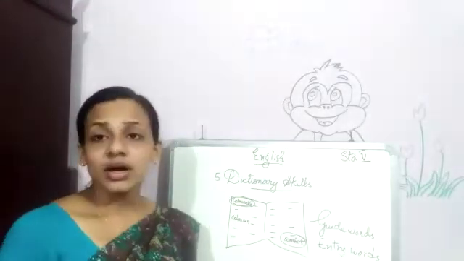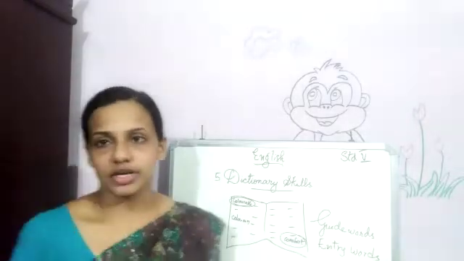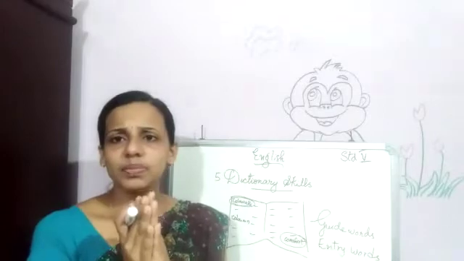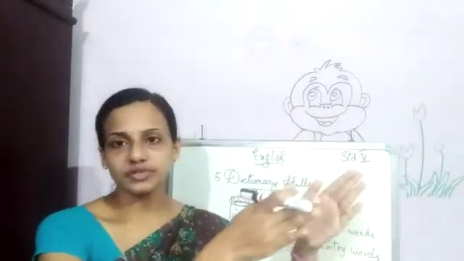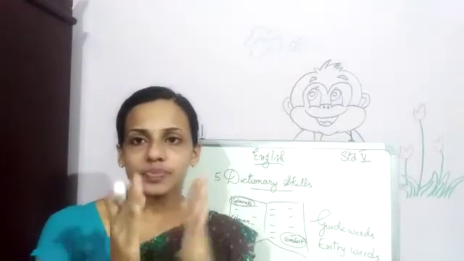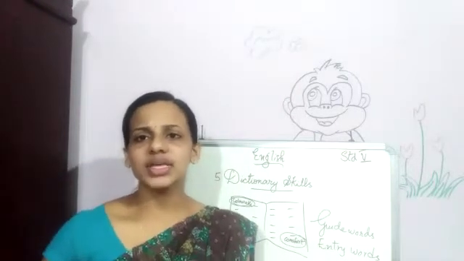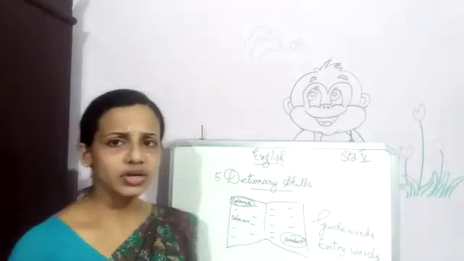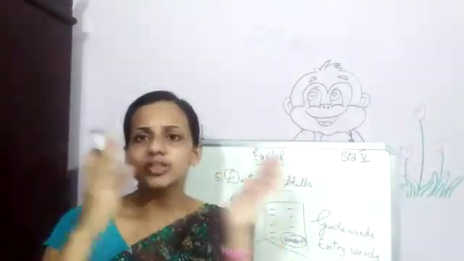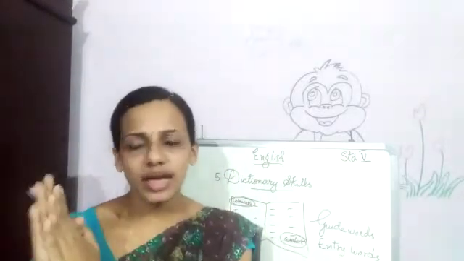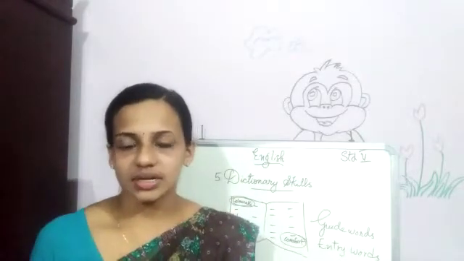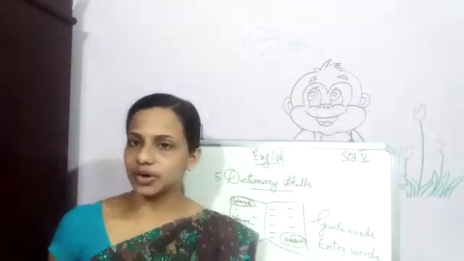So we know that all the words are given in alphabetical order. If we want a word starting with A to M, it will be somewhere in the first half of the dictionary, and the words starting with N to Z will be given in the second half of the dictionary, because when we write ABCD, the first half is A up to letter M, and the second half is from letter N to Z. So it will be in that order in the dictionary.